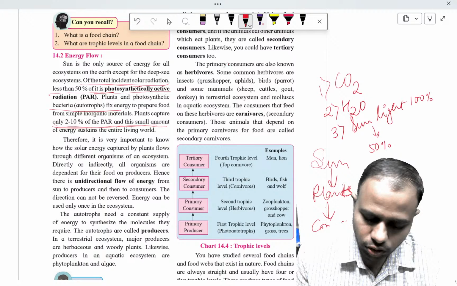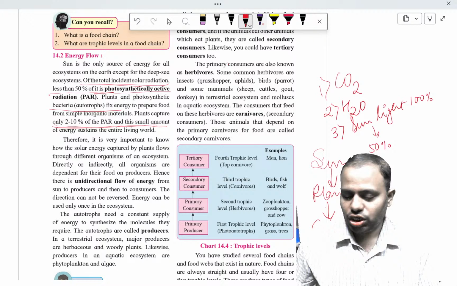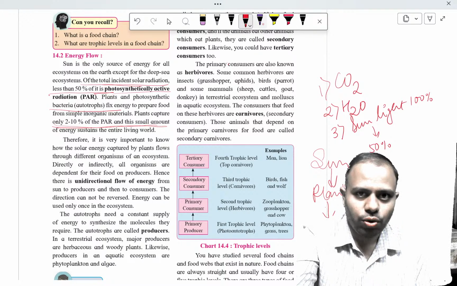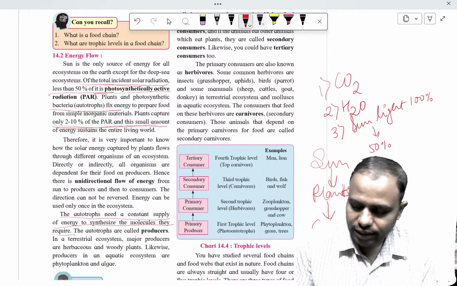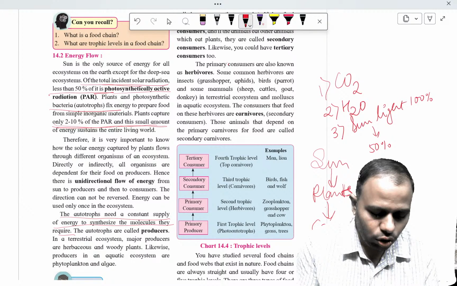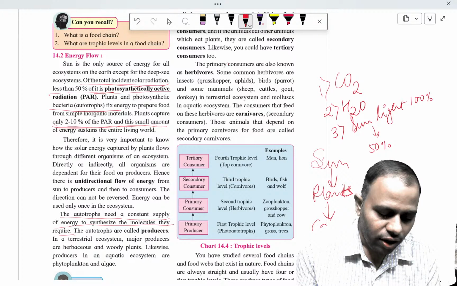The flow of energy is unidirectional, or in a single direction, that is, in a forward direction only. Okay, so this tells you the energy flow is always unidirectional. Here it says the first energy autotroph needs a constant energy supply for the purpose of photosynthesis. They require energy, and this energy they get from the sun. Therefore they are called producers.